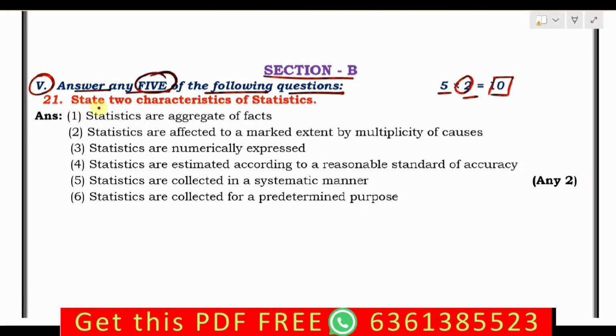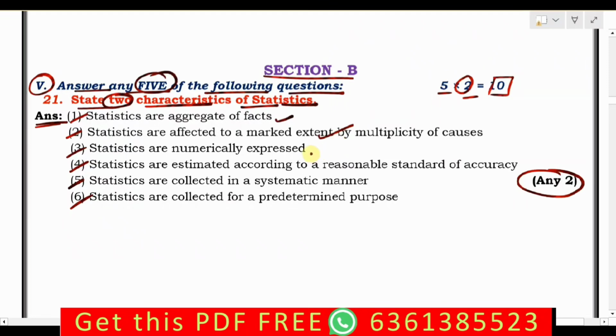In that first question, state 2 characteristics of statistics. It has been clearly mentioned, only 2 characteristics have to be mentioned. So as the answer, any 2 characteristics have to be mentioned. Here I have given for your reference totally 6 such characteristics. Statistics are aggregate of facts. Statistics are affected to a marked extent by multiplicity of causes. Statistics are numerically expressed. Statistics are collected for a predetermined purpose. Among these 6 characteristics, any 2 characteristics can be written. Each will carry 1 mark.